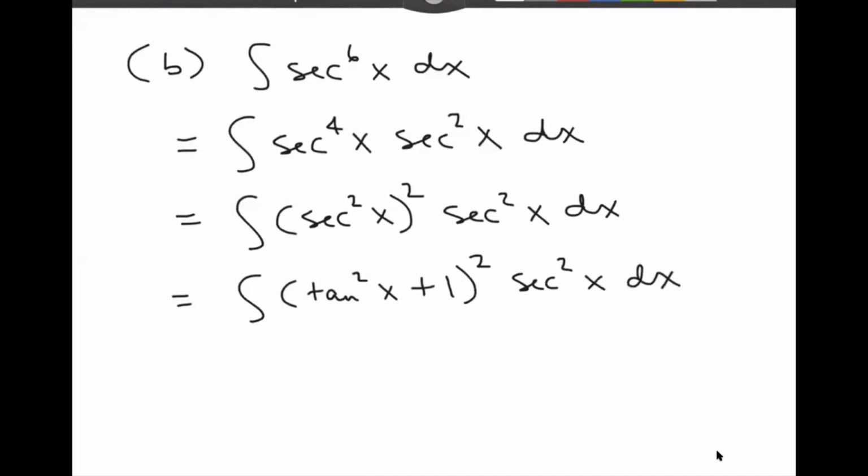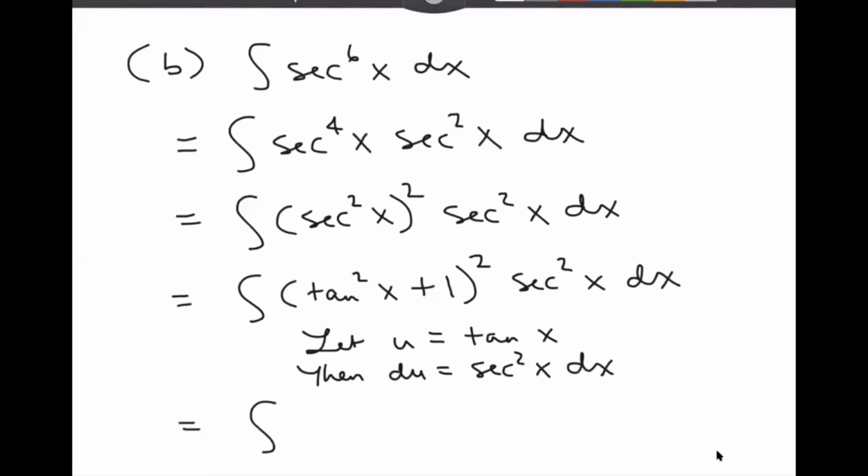All right, so why don't we go ahead and do our substitution? So let u equal tangent x, which is going to make du secant squared x dx. So this ends up being the integral of u squared plus 1 squared du.